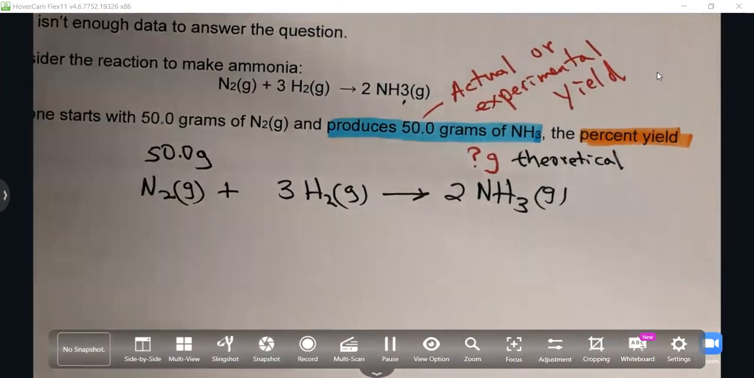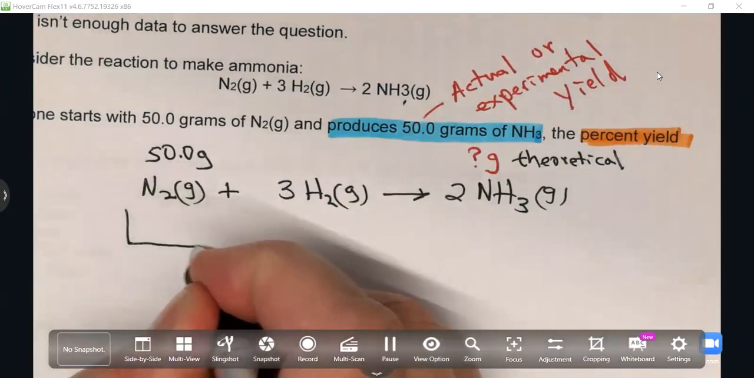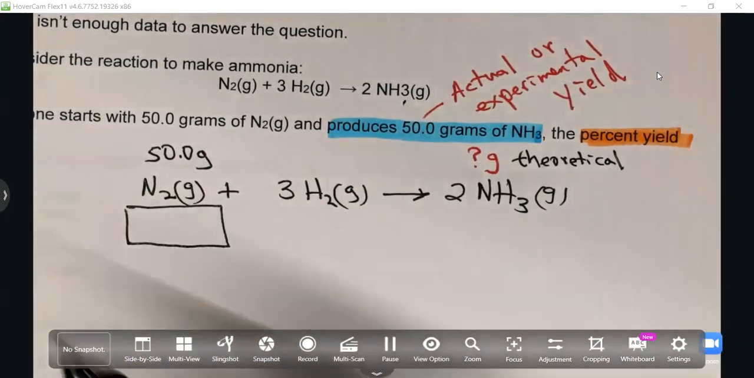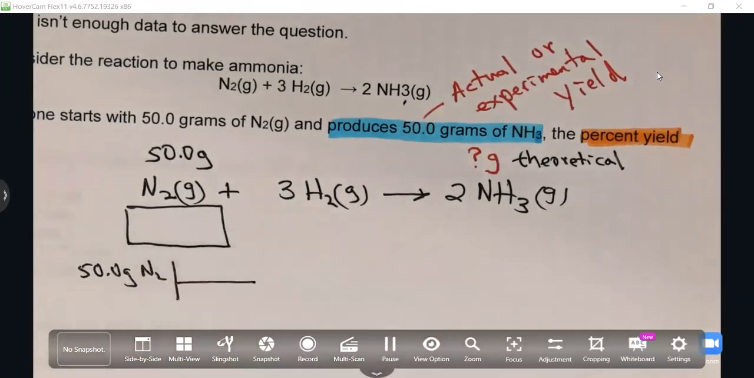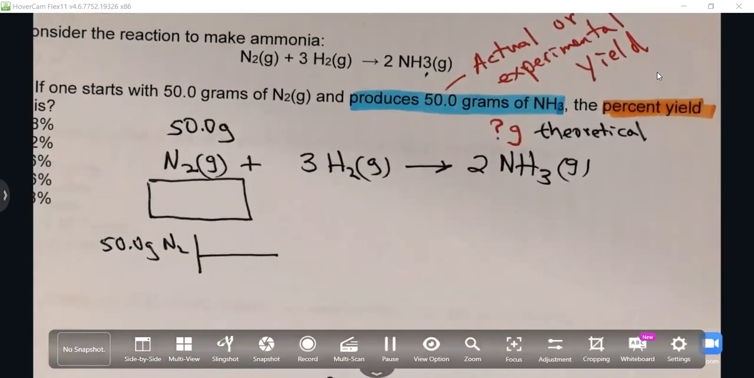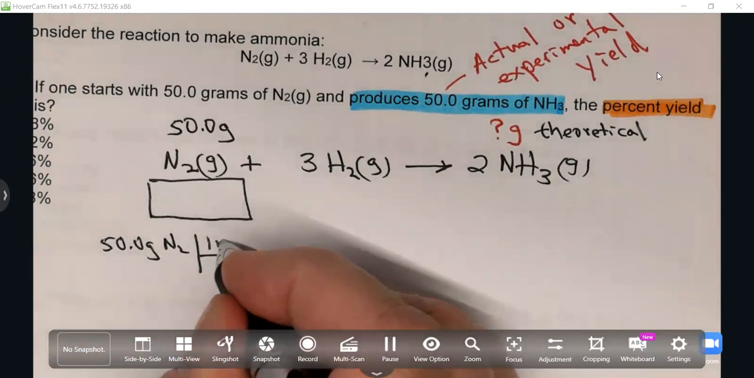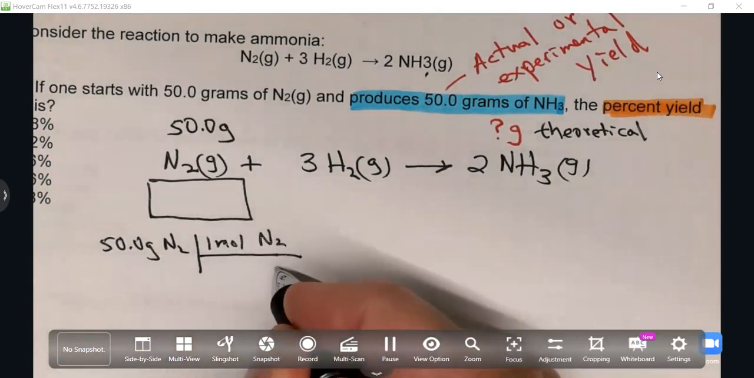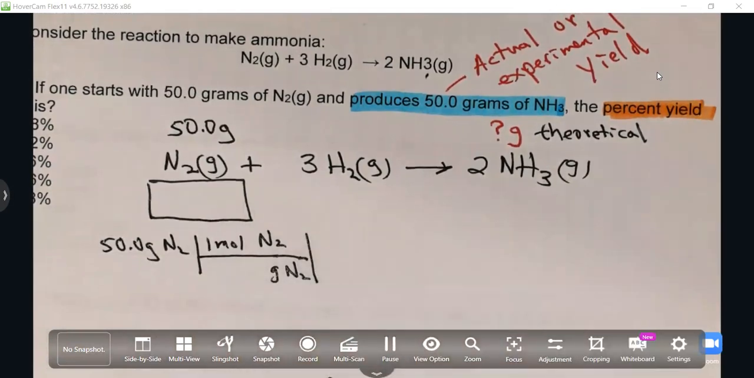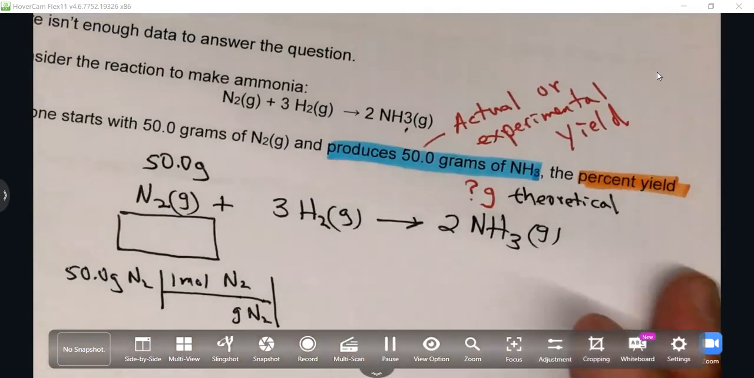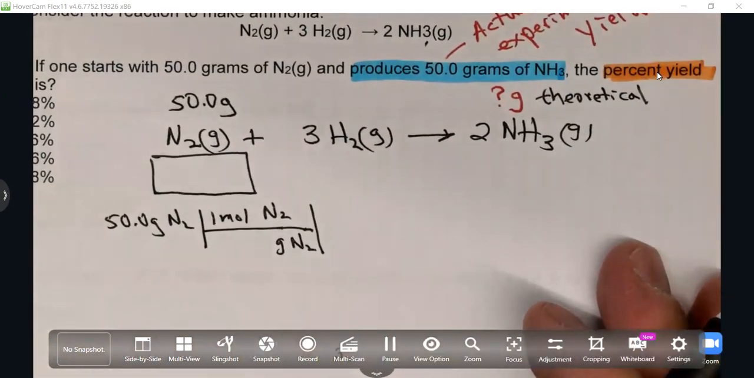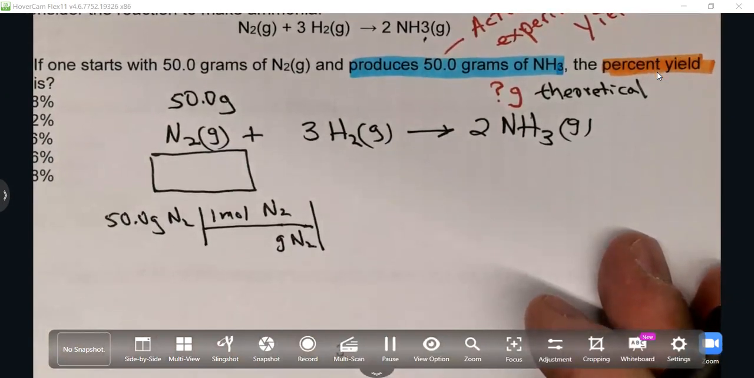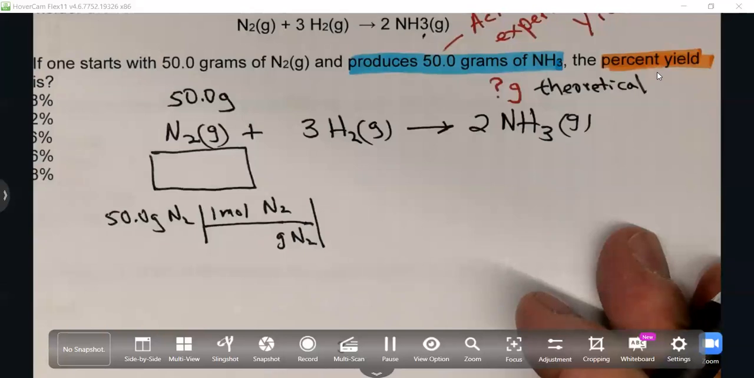Well, let's do the math. How many moles is this? So we're going to take 50 grams of N2. One mole of N2, how many grams? Grab your calculator, grab your periodic table. The blood flows better to the brain when you're looking at a calculator and manipulating the calculator keys and looking at a periodic table.